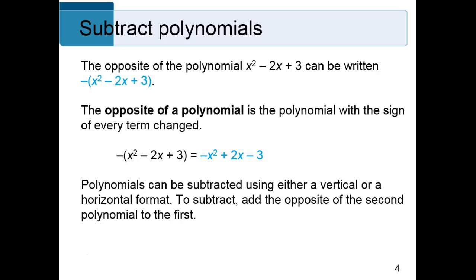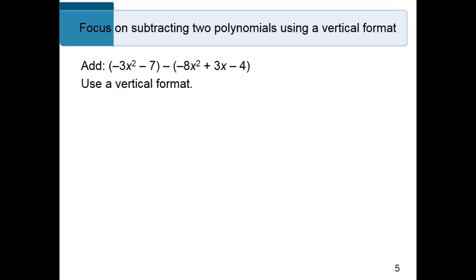So the opposite of a polynomial is a polynomial with the sign of the coefficient of every term changed. Polynomials can be subtracted either using a vertical or horizontal format, and it really doesn't matter. And by the way, with addition, they didn't show you the horizontal format. It's pretty easy too. And to subtract, add the opposite of the second polynomial. I really don't like that they say the second polynomial; I'll show you why in a minute. But anyway, you know what they're saying. When they write it this way, it is the second one.